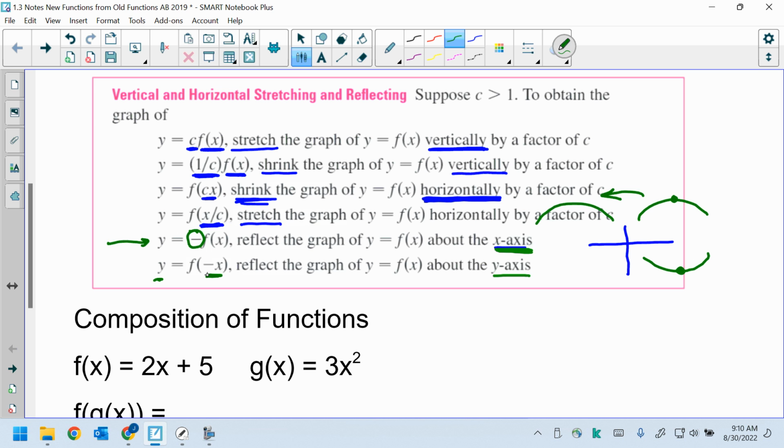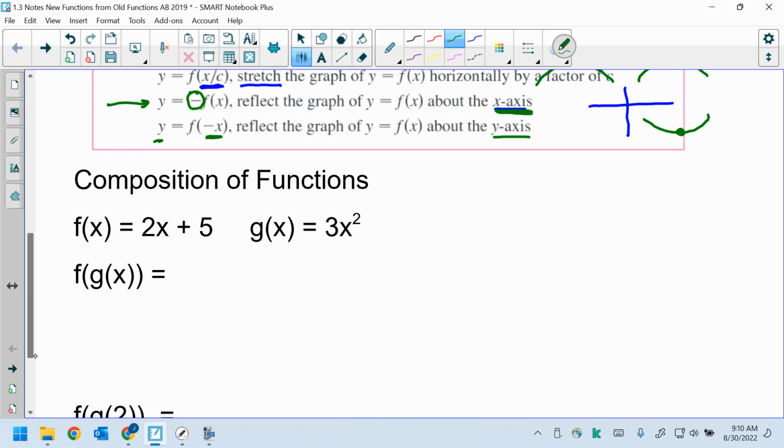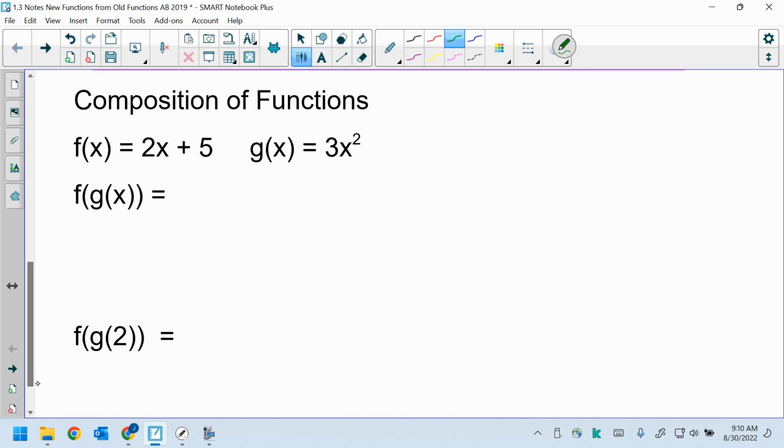Now, we're going to work on a couple of these in just a bit, but another thing that we're going to talk about in this section is composition of functions. In these composition of functions, we've got the f function, which is 2x plus 5, and the g function, which is 3x squared. So what is f of g of x?